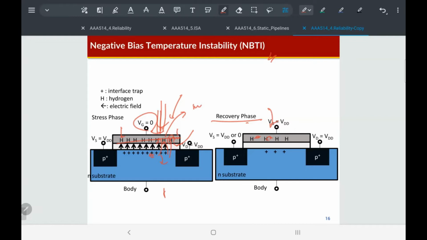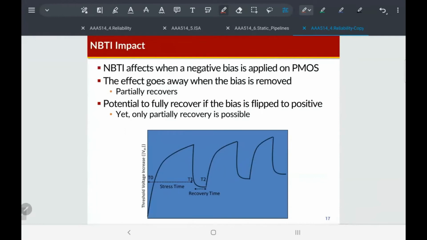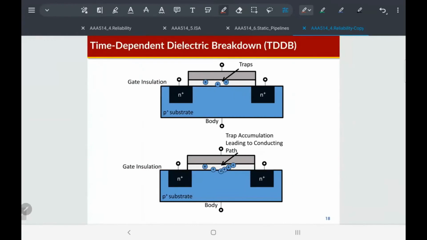long time, then the characteristics of this MOS transistor get worse. It means that we need a higher threshold voltage, which means that the performance of the transistor is getting lower. Okay. So another issue is also time-dependent dielectric breakdown.